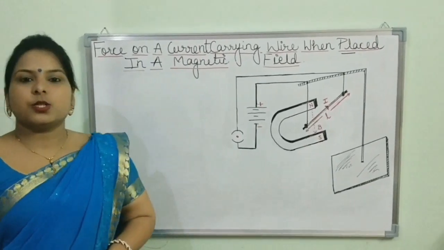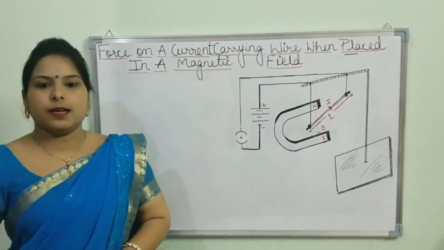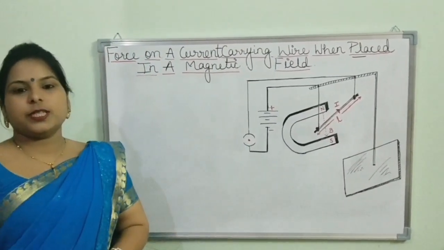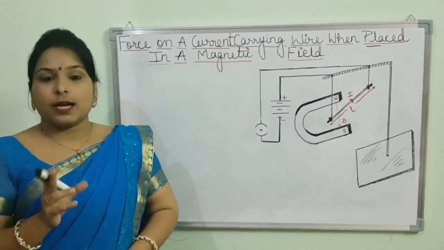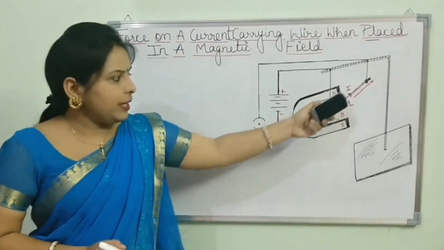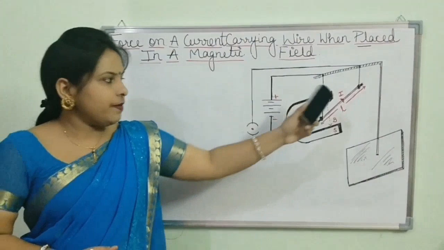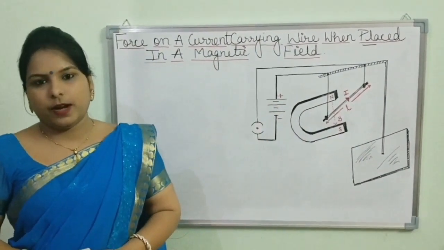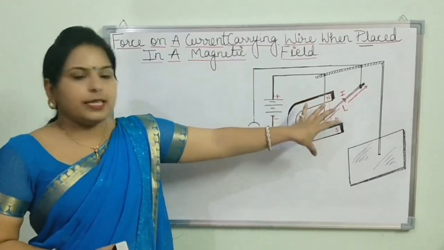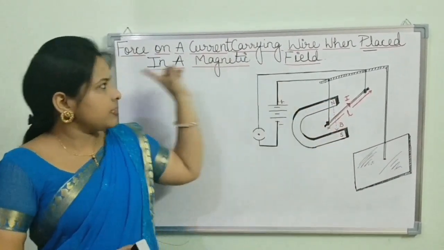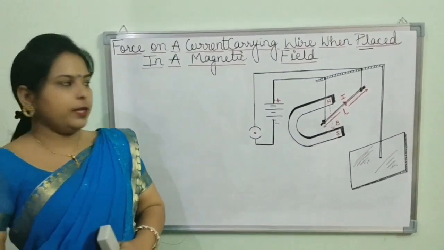Hello students. So today we will study about force on a current carrying wire when placed in a magnetic field. The first question arises, why will this wire experience the force? The answer is, you have studied the field lines in a bar magnet or in a horseshoe magnet. You have studied field lines for a current carrying wire. These are two different types of field lines. When they start interacting with each other, the concept of force arises. So today we will discuss this concept only.